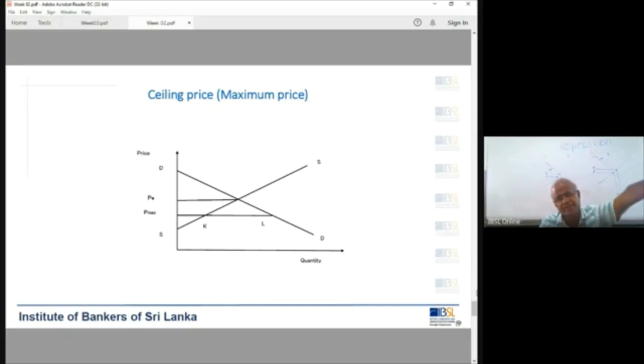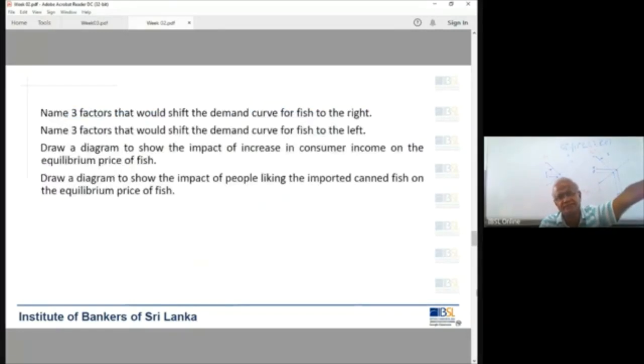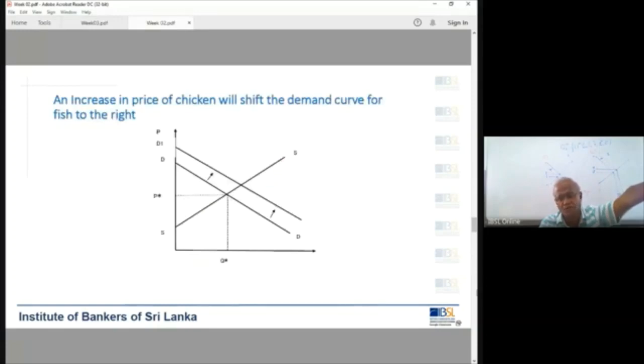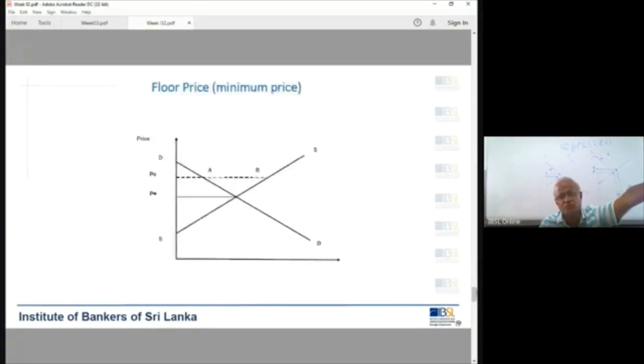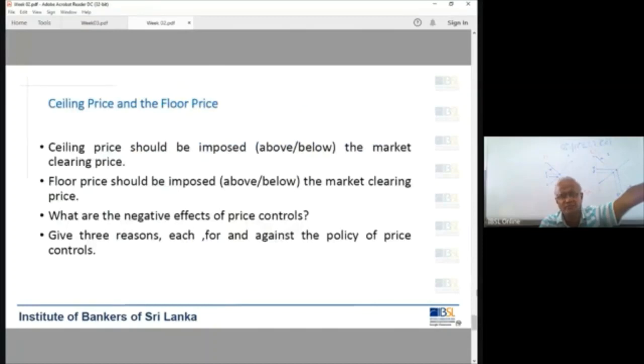Earlier we discussed the free market, with no control. Now we discuss two types of control prices: maximum price and minimum price. Right? Take 2-3 minutes, or 5 minutes, go through and indicate the correct answer.